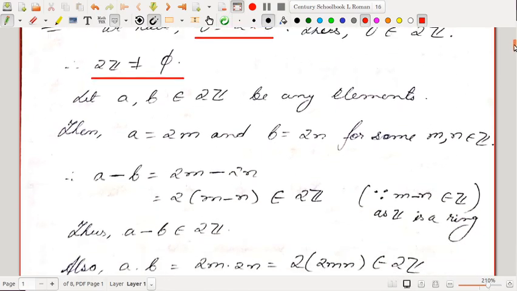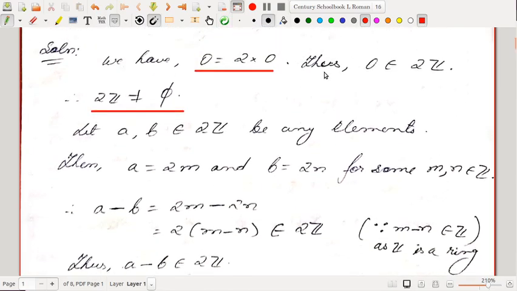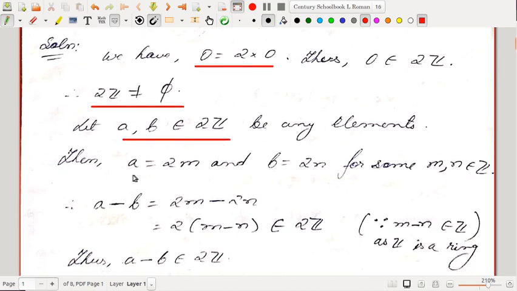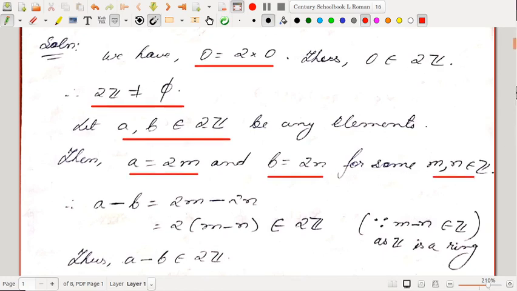Now we will take any two elements from 2Z and show that their difference is in 2Z as well as their product. Let a, b belong to 2Z be any elements. Then a will look like 2 into some integer, and b will also look like 2 into some other integer. So I have written a equals 2m and b equals 2n for some m, n inside the integers.